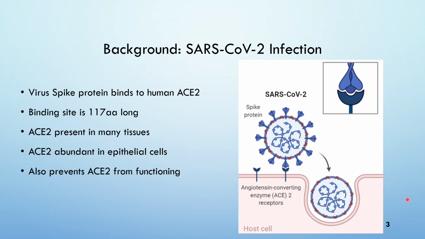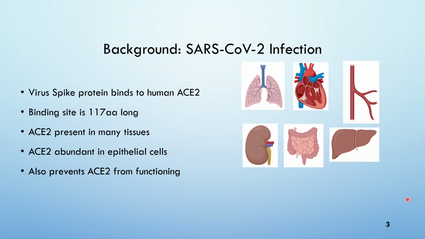The most upstream process, the first thing that happens, is the virus binding to the angiotensin converting enzyme 2 receptor, or ACE2 receptor. The virus spike protein is the one that binds, and the binding site on the ACE2 is known. It is 117 amino acids long. This ACE2 is present in many different cell types, in particular epithelial cells that line the lungs and intestines. Hence, these organs are affected most.